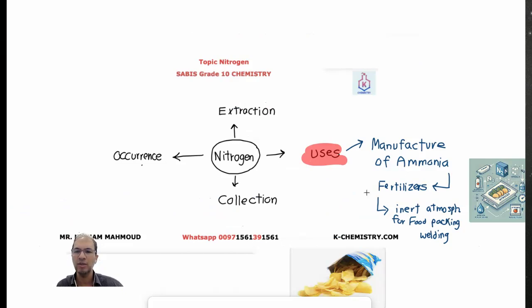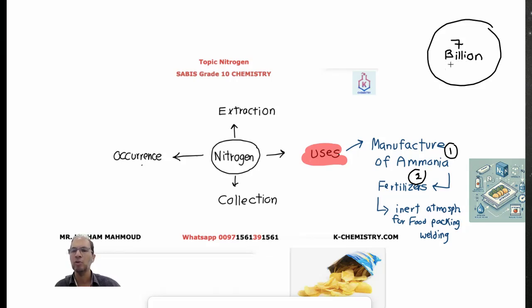What are the uses of nitrogen? I can use nitrogen in the manufacture of ammonia. I can use it to form fertilizers from the ammonia later. Fertilizers are used to feed the people. I have almost 7 billion people on the planet now, and this is a lot of people that need food. So the normal agriculture will not help. I have to make crops which have a very high yield and production.